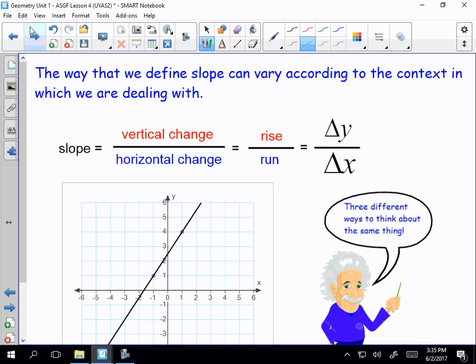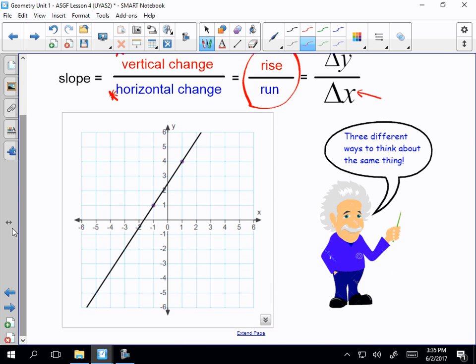Now, when we look at slope, there's a lot of ways to remember what slope is. It can be the vertical change from one point to another over the horizontal change. A lot of people call it rise over run. We've seen that a lot. And then we also have the mathematical symbol notation, change in y over change in x. All three of those are talking about the same thing.